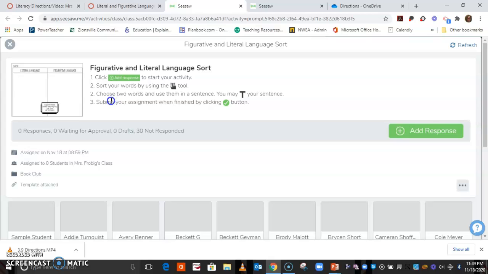You know what I did? These directions I had originally made for words their way, and so they're not going to make sense for this. So let me just show you what I want you to do. I'm telling you guys, I'm not feeling great.